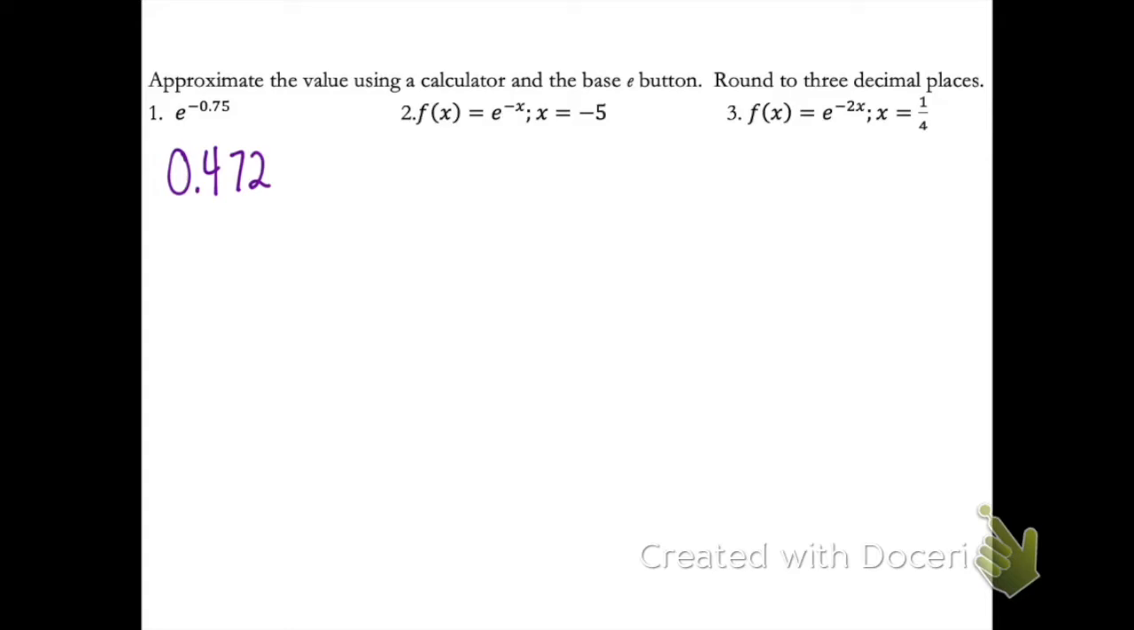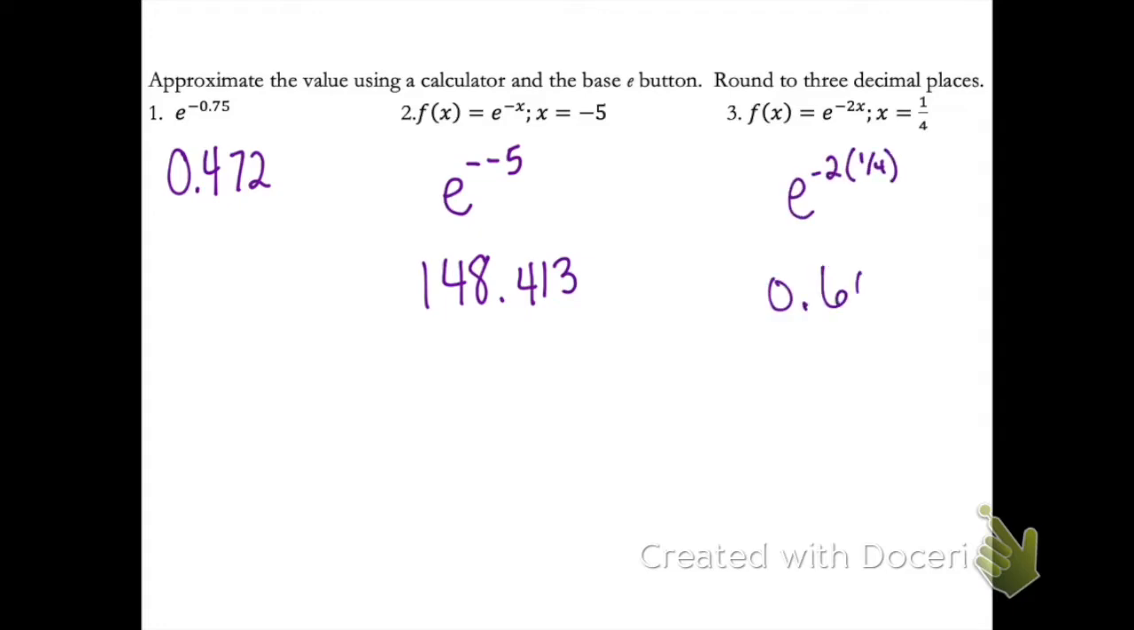In the next example, we have e to the negative x, and in for x, we're going to plug in negative 5. So that's going to look like e to the negative negative 5, or you can make that a positive 5. And we get approximately 148.413. And for the last one, we have e to the negative 2x, and in for x, we're going to plug in 1/4. If you don't want to type that fraction into your calculator, you could use 0.25. And we get 0.607.